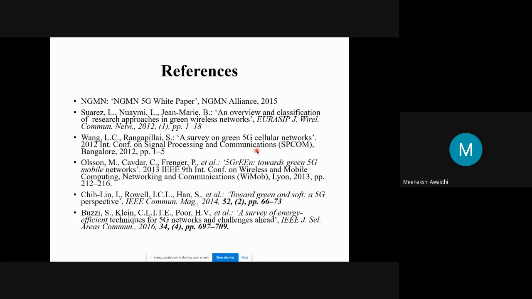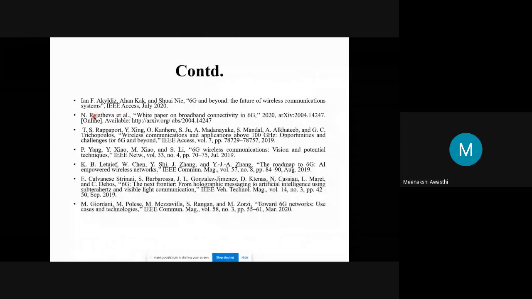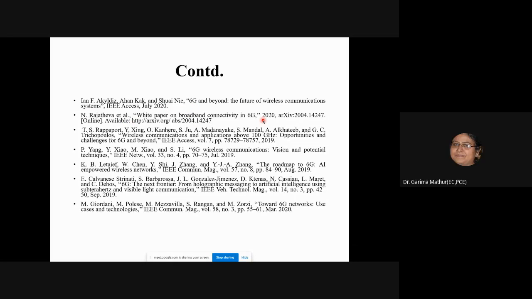Okay, so these are the few research papers that I have used for this 5G. But here I want to mention that this is the paper that I have followed, 6G and beyond. So if you want to do research, you can go for these two papers, the first one and the second one. The second one is the white paper on broadband connectivity in 6G. So you can study this paper to learn more about 6G communication.